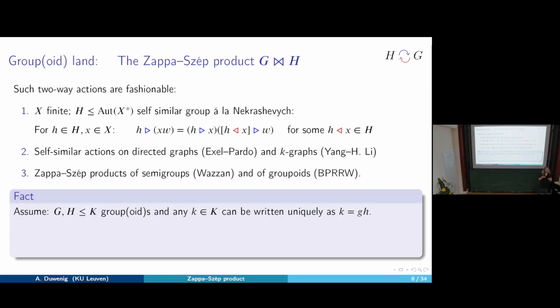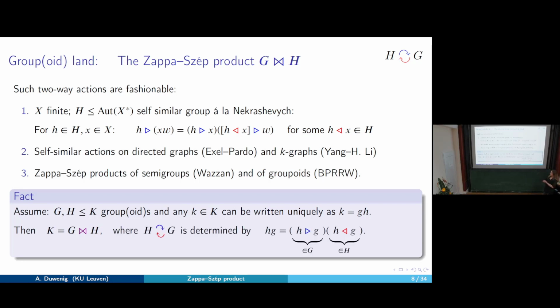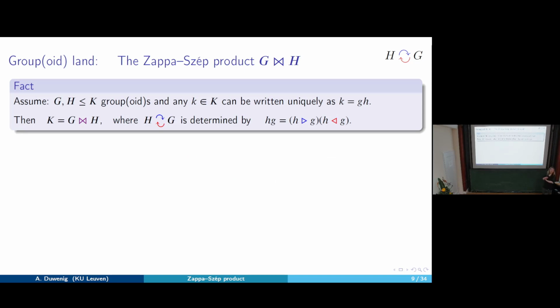Now, you might wonder, how do I figure out whether something is a Zappa-Szép product? There's this nice little fact that if you're given two subgroupoids or subgroups of a group, and you know that every element of the big one can be written uniquely as a product GH of the subgroups, then your K actually is a Zappa-Szép product of these two substructures, and you figure out these two actions by looking at what happens if you multiply H by G. By this uniqueness condition, H times G can always be written as something in G and something in H, and this is exactly how these actions are defined. So, if you have two subgroups that uniquely decompose your group, then you are a Zappa-Szép product.